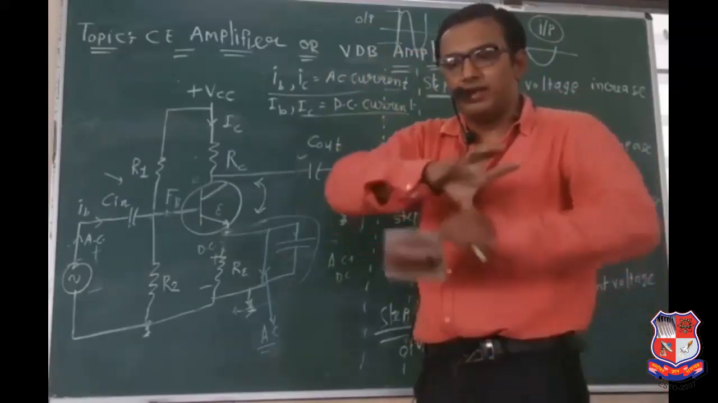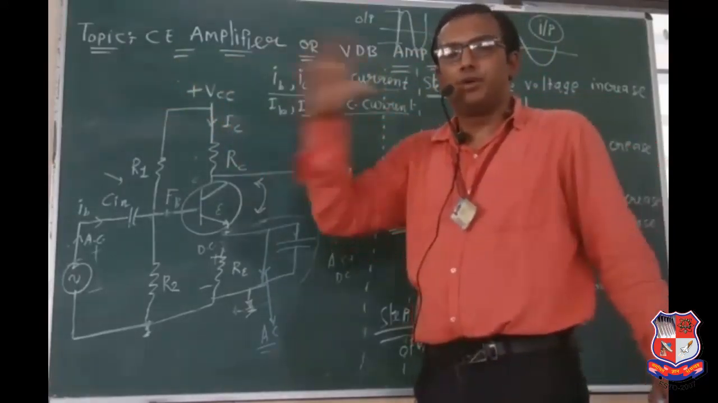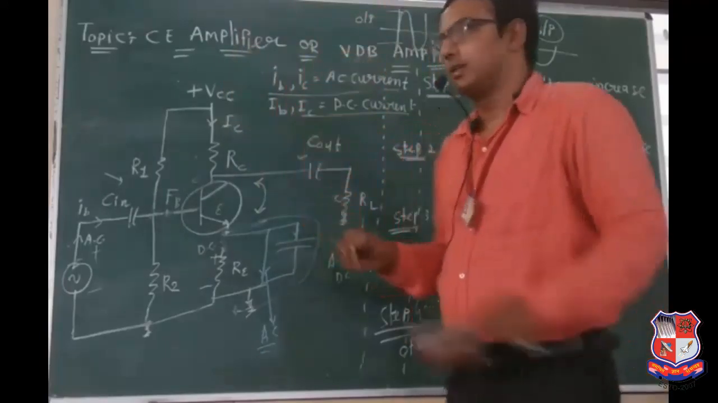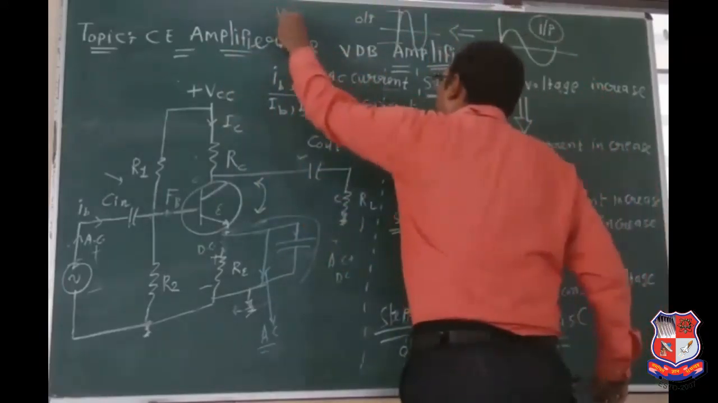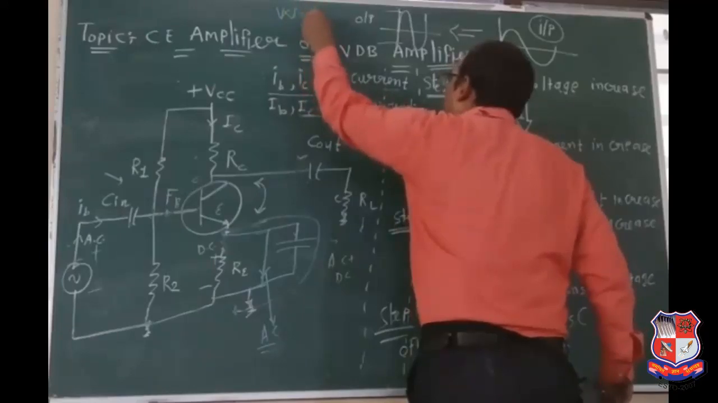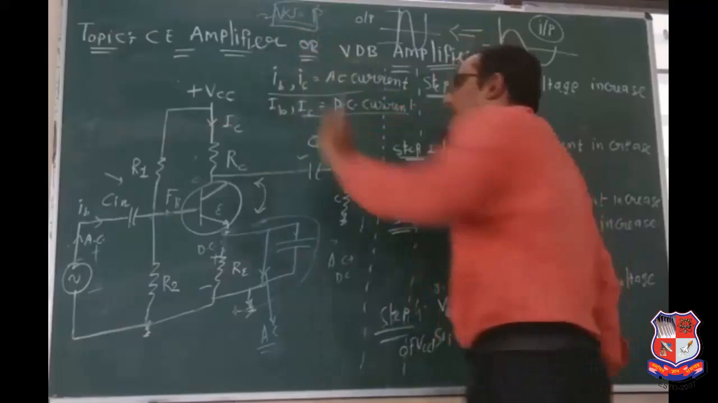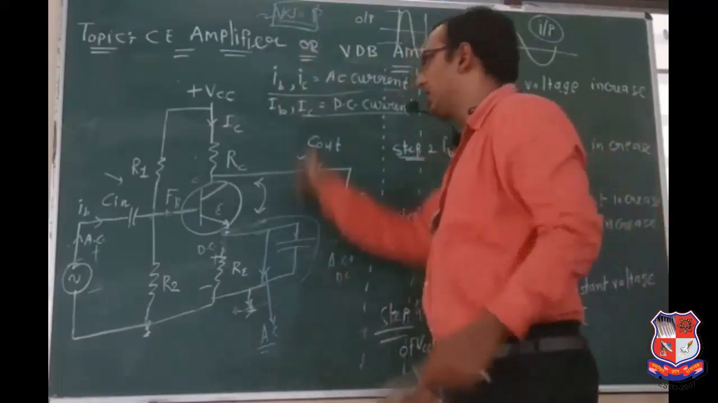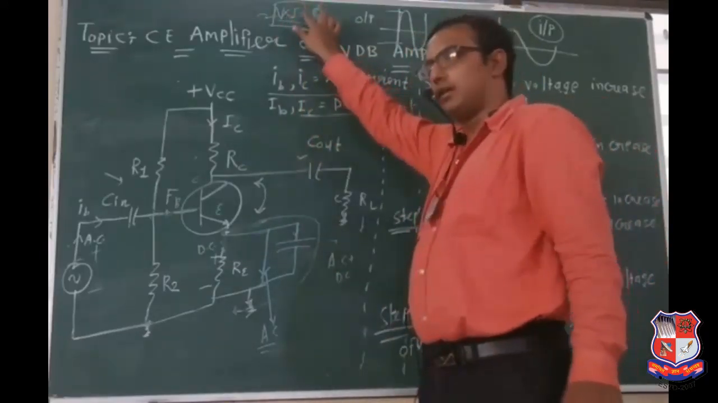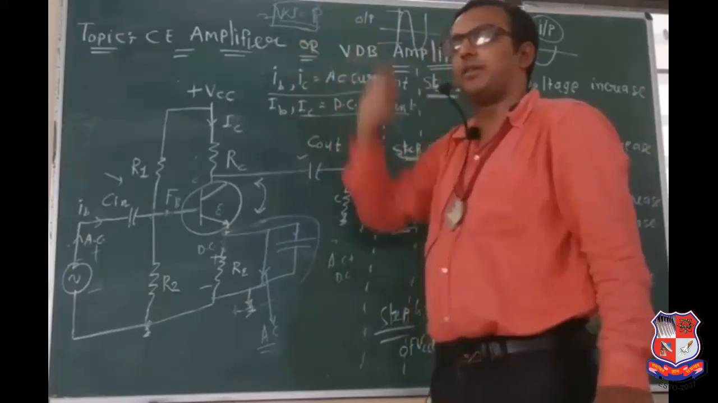At that time, voltage gain must be increased. If voltage is increased, then current is increased. So voltage multiplied by current, V multiplied by I equal to P. It is increased if and only if voltage is increased. Try to understand again. If voltage is increased, then current is increased. Current is increased, then power is increased.